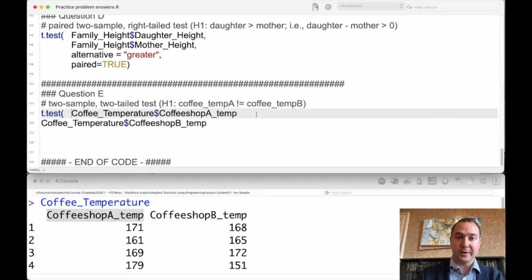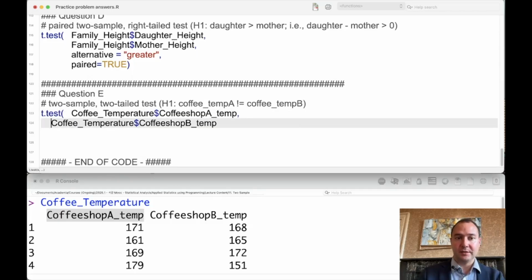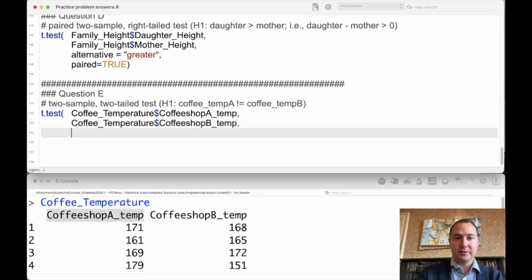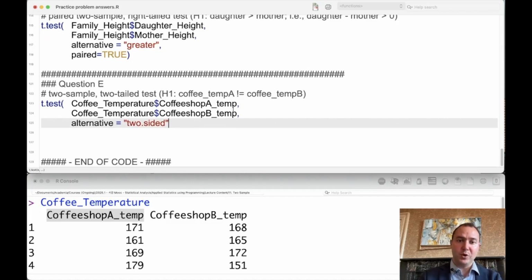All right, so here's my first sample. Here's my second sample. I just like to align it. It's a little bit easier to read. All right, do we need to do anything else in this t-test? What is our alternative? Well, in this case, our alternative equals a two-sided test.